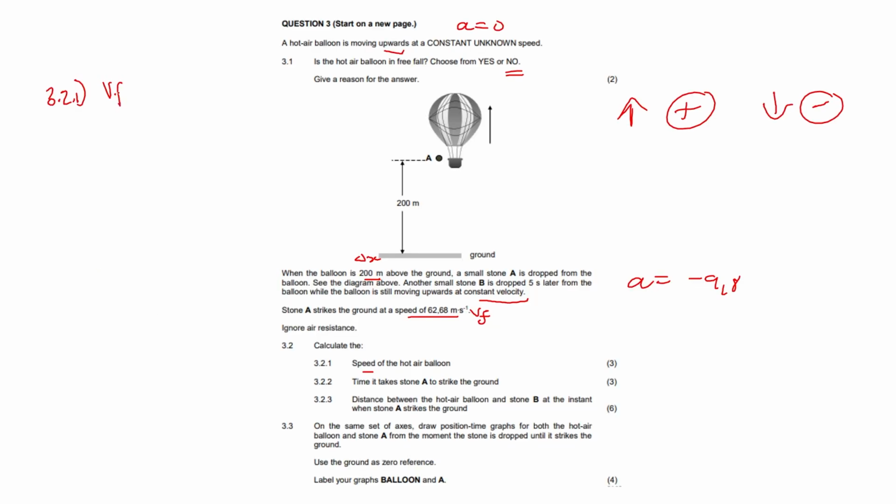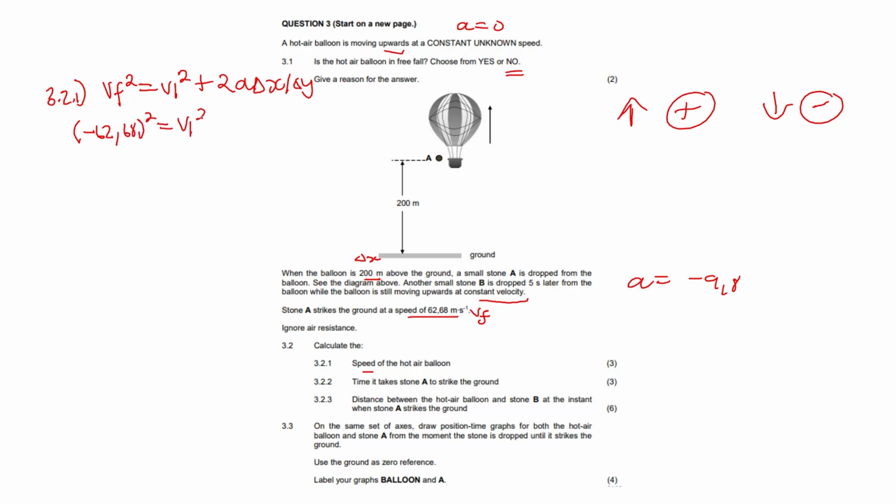Again, please write down your formulas, because you do get a mark. I know I say this all the time, but please write it down. You could also write y, it does not matter. So final velocity has been given. We're taking down as negative, so that means it's going to be negative 62,68 squared.